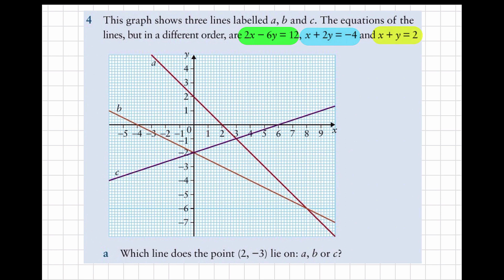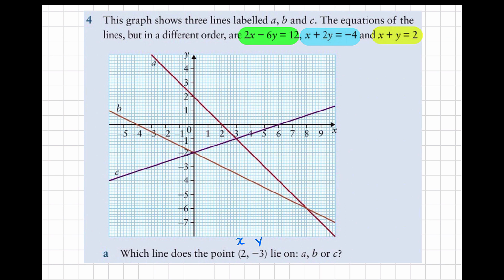So our task is probably going to be to use different strategies to figure out which one of those lines is A, which one is B, and which one is C. Match them up with the equations. So the first question says, which line does the point 2, -3 land on? Well, I don't really need to do any math in this case because I can just use the actual graph, the Cartesian plane itself. So x is 2 and y is -3.